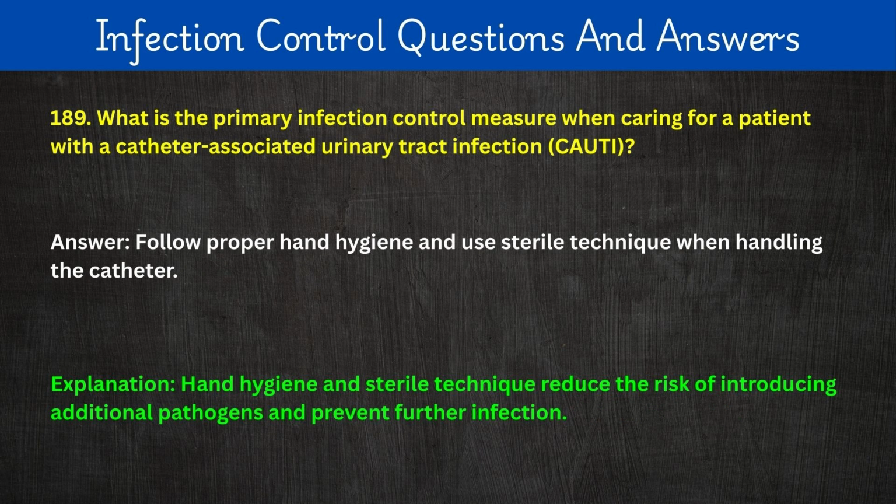189. What is the primary infection control measure when caring for a patient with a catheter-associated urinary tract infection, CAUTI? Answer: follow proper hand hygiene and use sterile technique when handling the catheter. Explanation: hand hygiene and sterile technique reduce the risk of introducing additional pathogens and prevent further infection.